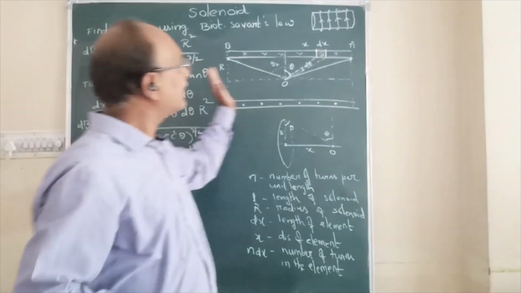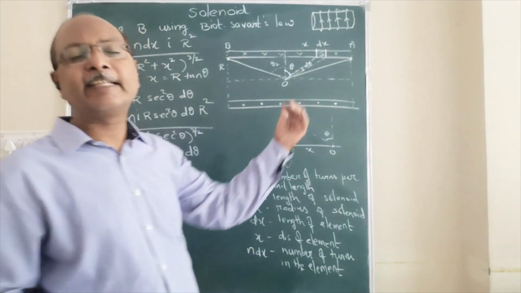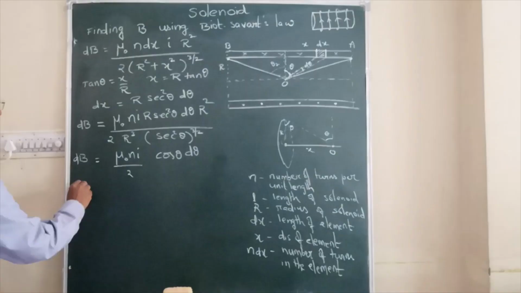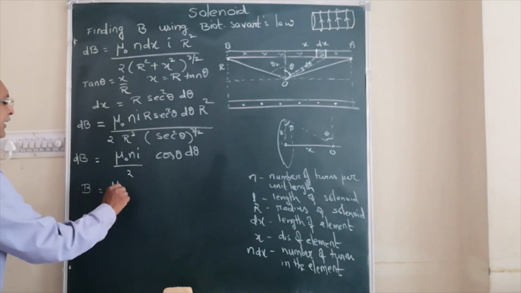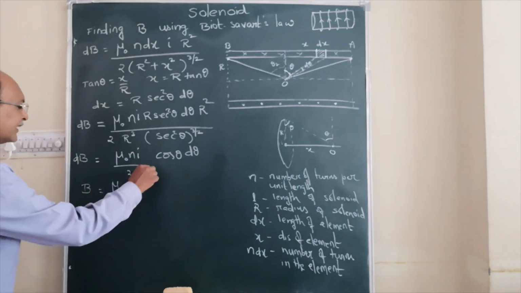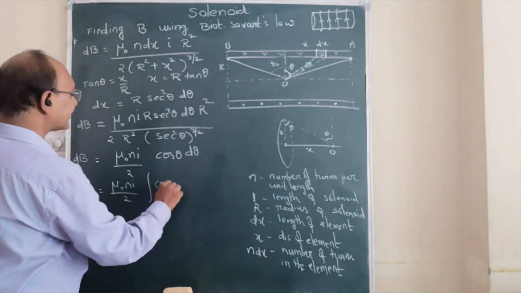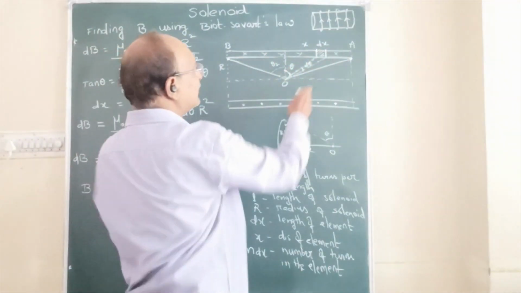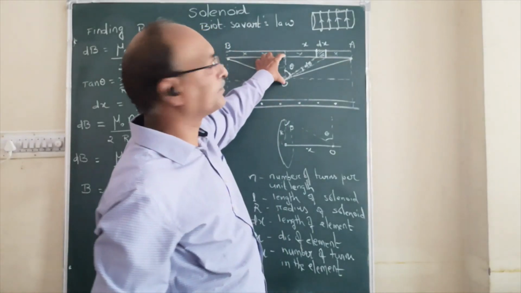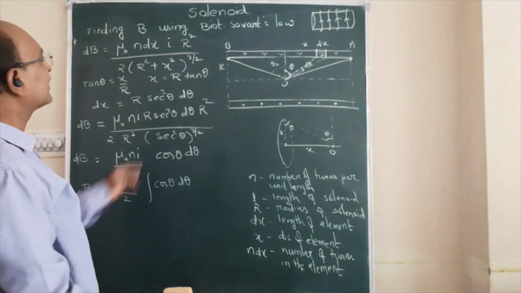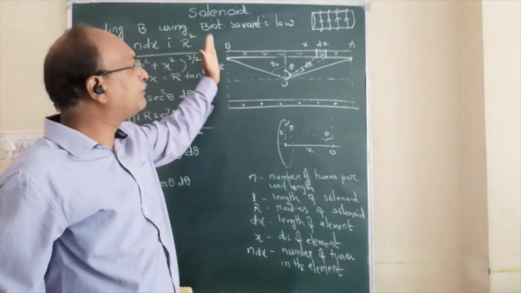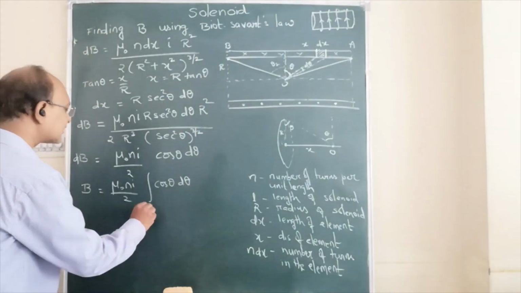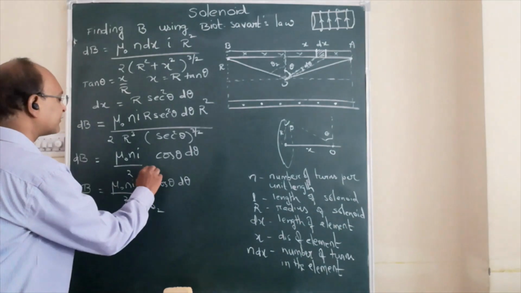So for the entire solenoid, we can integrate and substitute the proper limits. So the total magnetic field is mu naught n I by 2 times the integration of cos theta d theta. Now here we take the limits. Theta 1 is the angle subtended by A at this point, and theta 2 is the angle subtended by B. So this side we can take negative, that side is positive. So minus theta 2 to theta 1.